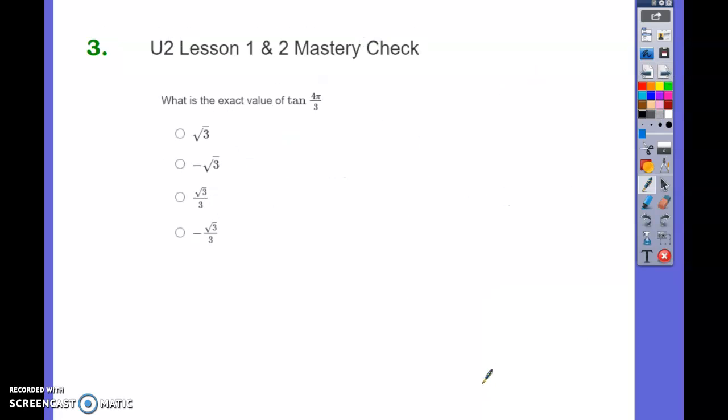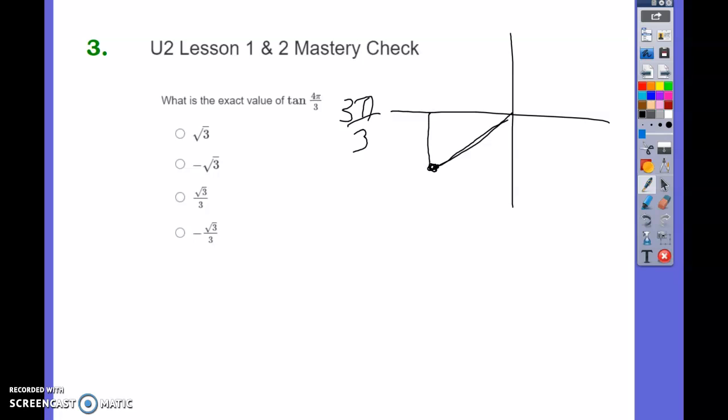Number 3. What is the exact value of the tangent of 4 pi over 3? 4 pi over 3, where is that? Well, here's 3 pi over 3. Here's 4 pi over 3. So it's a middle angle. The middle angle has the x and the y the same, except for the signs are opposite, right? So the x is negative, and so is, or sorry, the signs are the same, right? We're in the third quadrant. So the x is negative, and so is the y. Wait, I think I'm going to have to back up. I'm doing this wrong, aren't I?